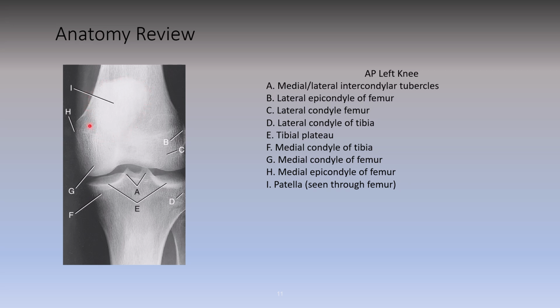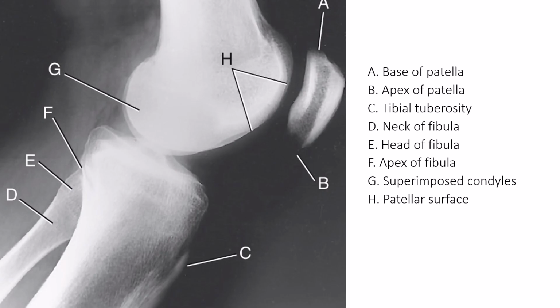When we look at a lateral knee, this is actually an excellent lateral knee. This is true lateral where both condyles are perfectly superimposed over one another. So again, at the top of the patella, we have the base. We have the apex of the patella at the bottom. Not labeled, but this would be the rough anterior surface, and then the smooth posterior surface is back here.